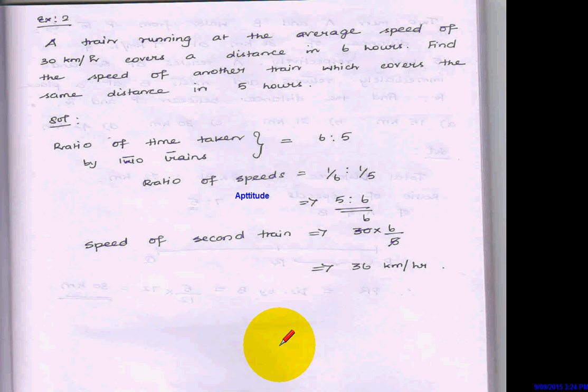And there is also another train which travels only for 5 hours. The distance is constant here. The second train travels for 5 hours, but the speed is not mentioned here.